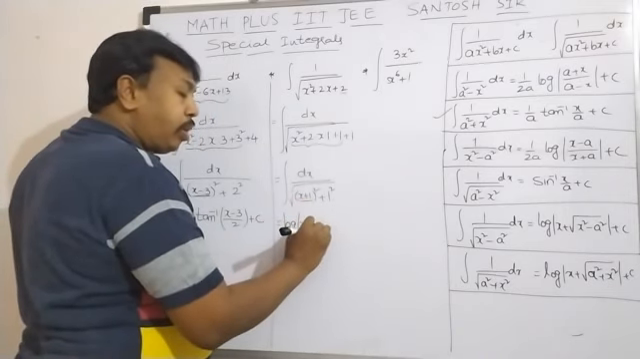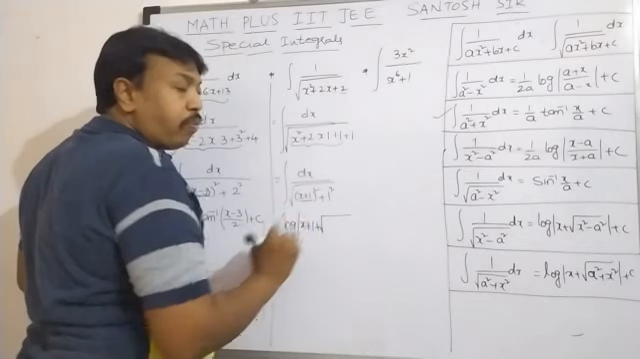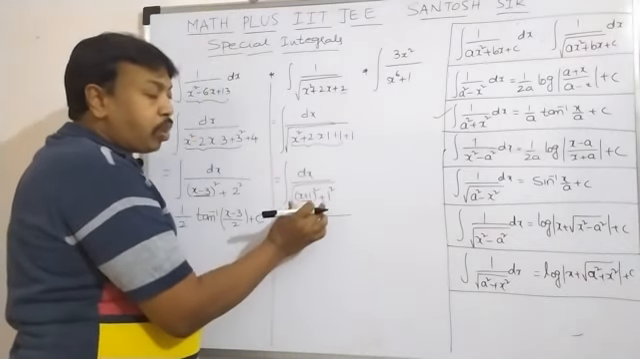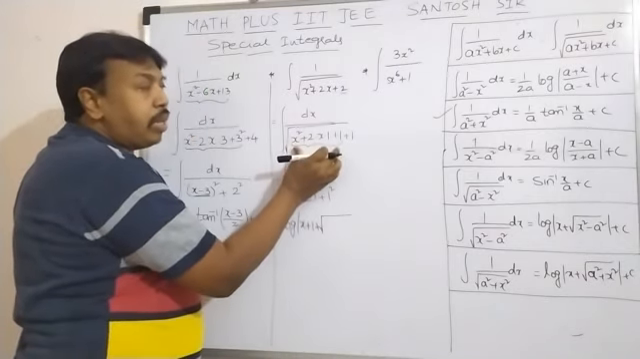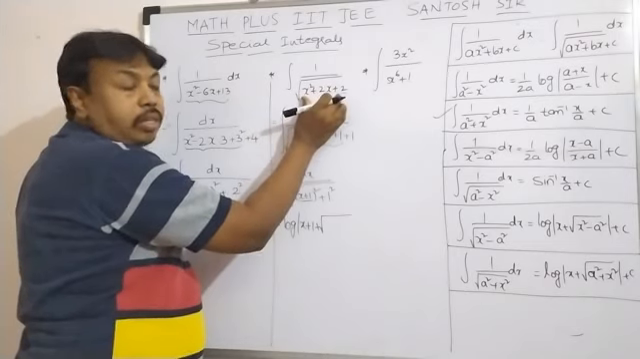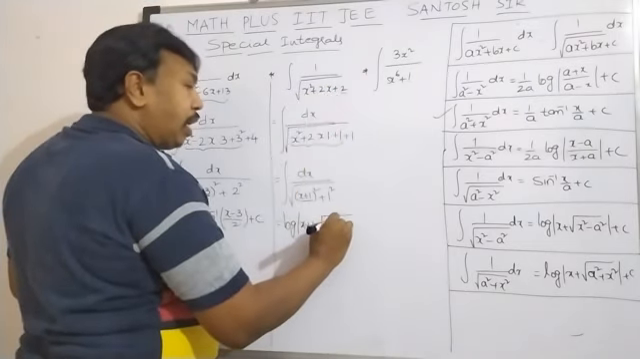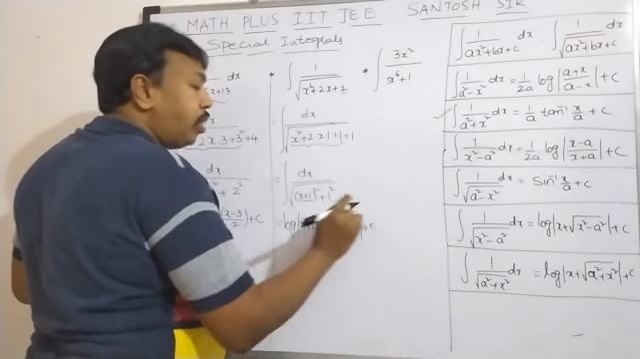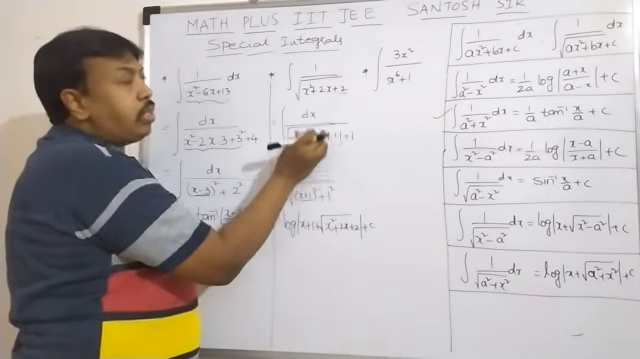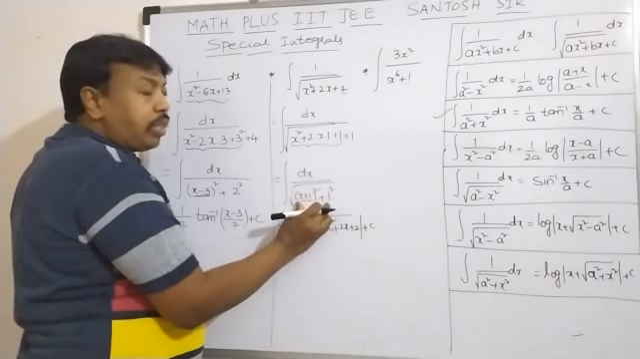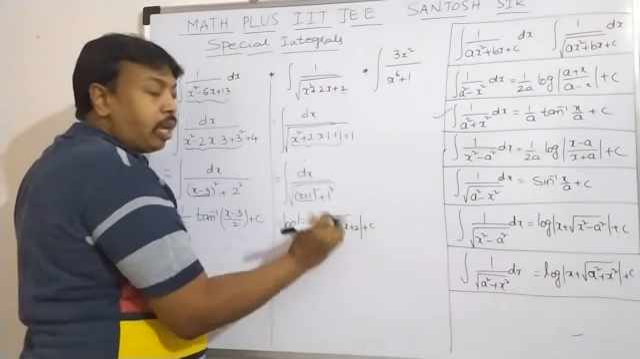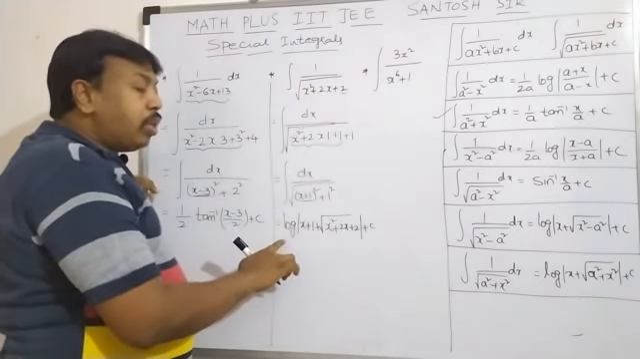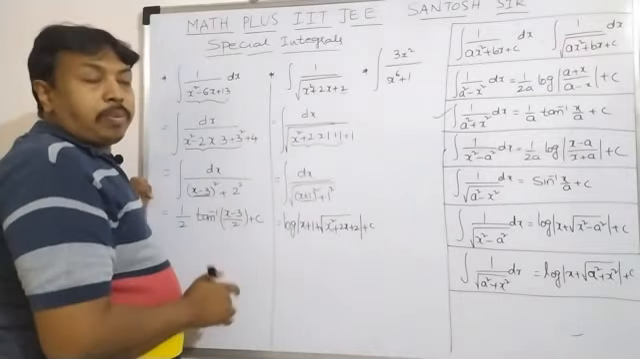So x plus 1 plus under root of x square plus 2x plus 2 means this entire thing, this entire thing. So I am directly writing x square plus 2x plus 2 plus c. So this is equal to this. Instead of writing this term directly, I am expanding it and writing it in simplified form. So this is the solution for this problem.